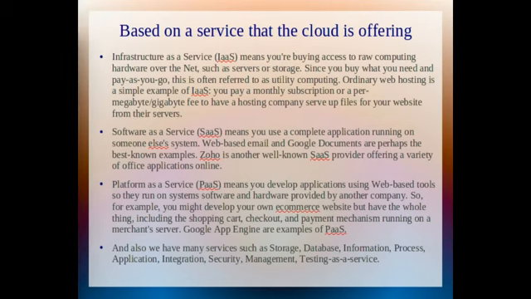Based on the service that the cloud is offering, we are speaking of either IaaS, SaaS, or PaaS. Infrastructure as a service, IaaS, means you're buying access to raw computing hardware over the net, such as servers or storage. Since you buy what you need and pay as you go, this is often referred to as utility computing.